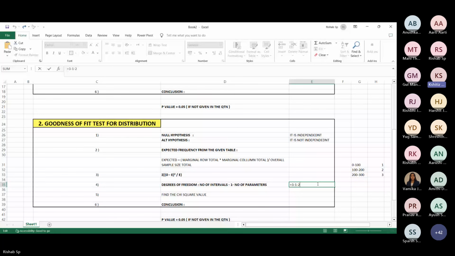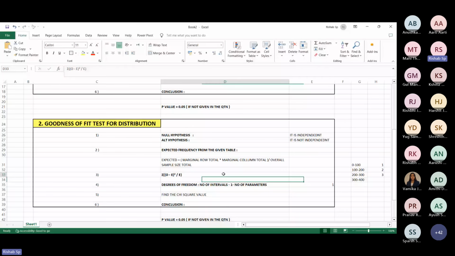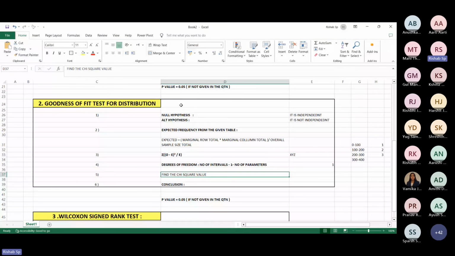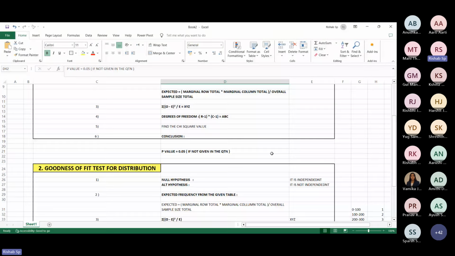Right, all right. Let's assume 4. Our degrees of freedom is 1. Using the value from here, let's assume xyz. Using this xyz and 1, we find the chi-square value. Then again, we compare it with the p-value. If the p-value is not given, it's 0.05. If the p-value is given, you can take that particular p-value for the comparison. Then we'll write the conclusion that this data is normally distributed or this data is not normally distributed. The hypothesis will be different here.